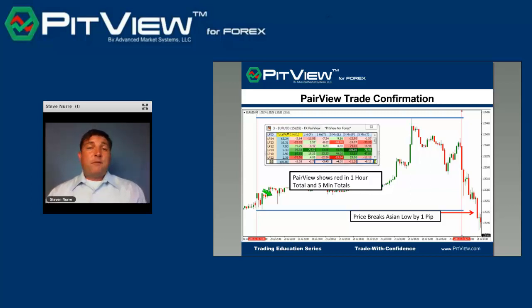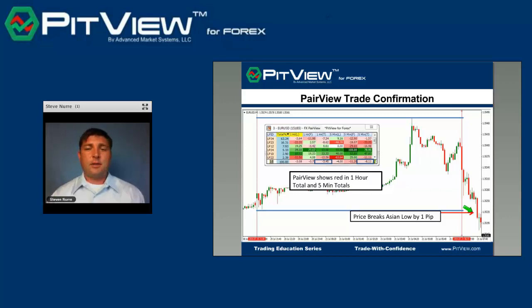So the way I would use PitView as a trade confirmation tool, and this is extremely simple, don't make it harder than it is, is with a short-term strategy that I use personally called London Breakout. After the London session opens at 3 a.m., when price breaks into either new highs or new lows, I want to trade things like the euro dollar, dollar Swiss, or pound dollar as they break out in momentum in one direction or the other after the London markets open. So when price breaks the Asian low, or the Tokyo session low, by 1 pip, that would give me a sell signal on my individual trading method.